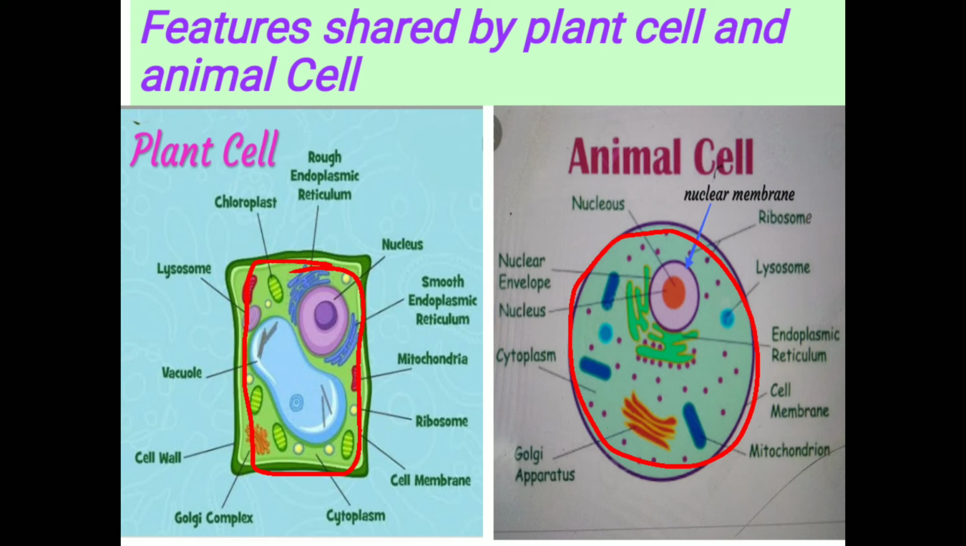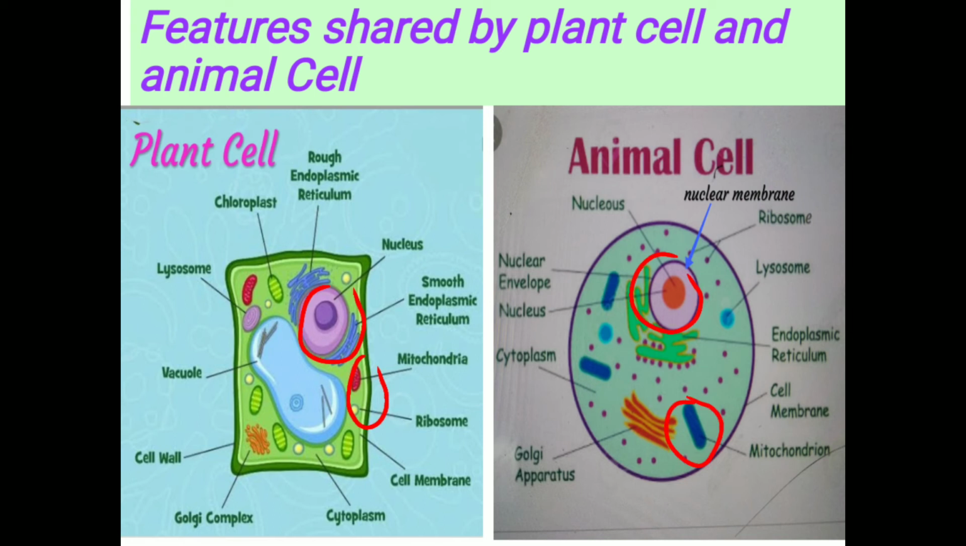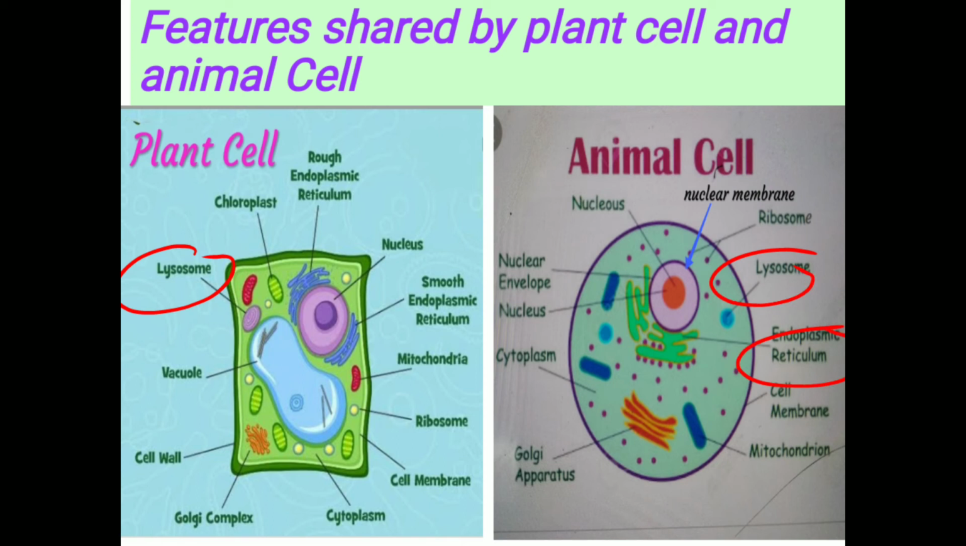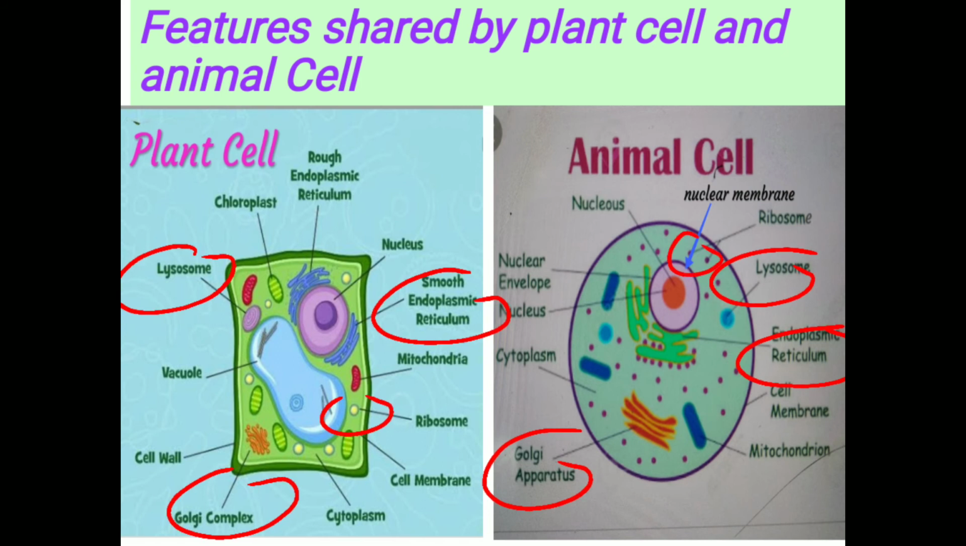Now come to the next feature. Nucleus is also present in both the cells. Mitochondria is also present in both the cells. Lysosomes, endoplasmic reticulum, Golgi complex and ribosomes are present in both. So these are the features that are shared by both the plant and animal cells.